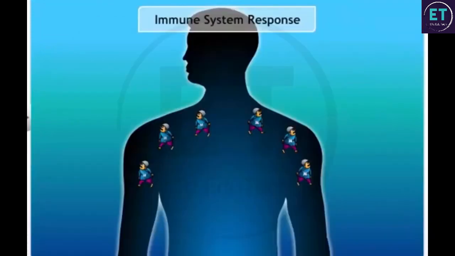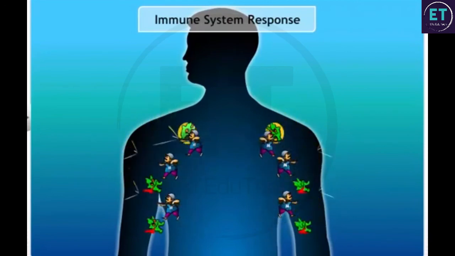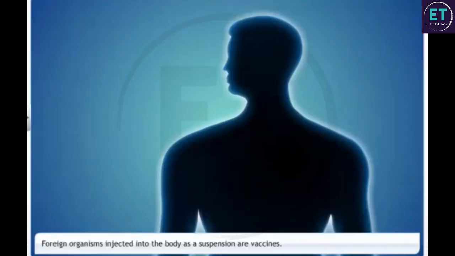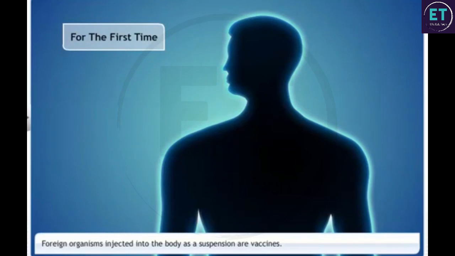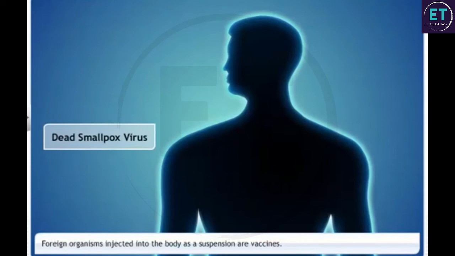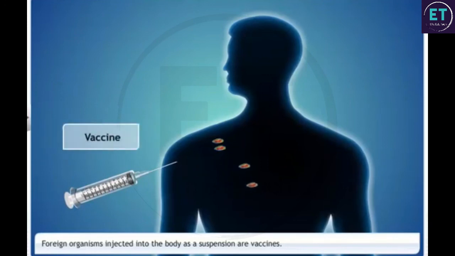Remember, I said this happens because when the immune system first encounters an infectious microbe, it responds against it and remembers it specifically by producing memory cells. However, you can prevent a virus like smallpox from infecting you the first time through vaccinations. In this process, foreign dead smallpox virus is injected into the body as a suspension. This is called a vaccine.